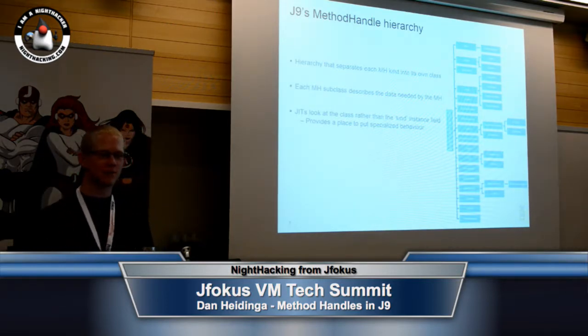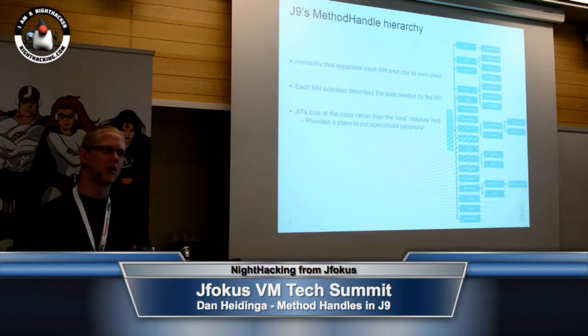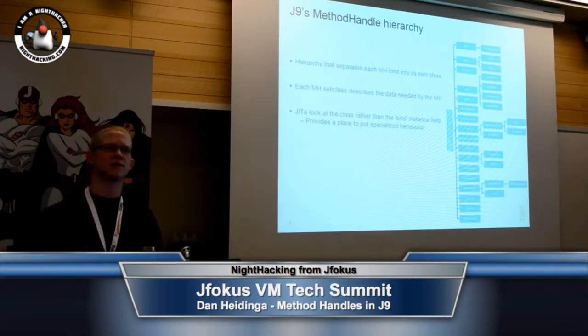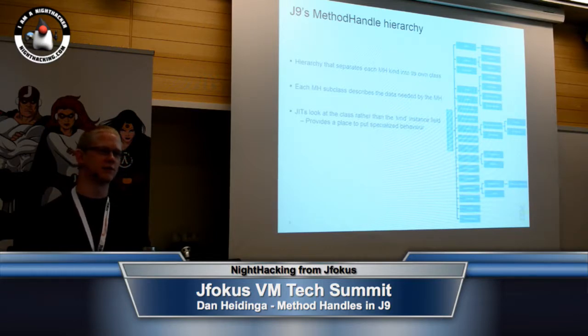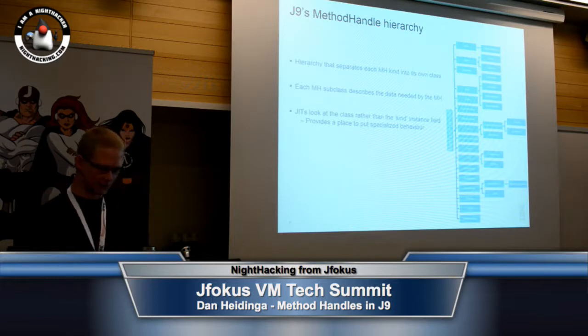So what do we have today? Well, we have a very rich method handle hierarchy. I don't actually expect anybody to read this. This is sort of how we've split out the different behaviors from method handles. All the different combinators each have their own class. And that means that each of these subclasses is smaller because they only hold on to the kind of data that you need. The other great thing about this is now we've given the JIT a place to put specialized behavior. So it doesn't have to look at a kind field to tell you what to do. We've now got a class that can hold on to the right data and provide a place for us to implement templates. And these templates are going to tell the JIT what to do.